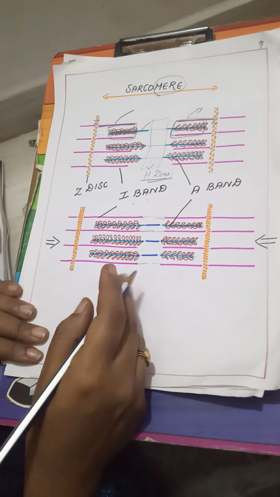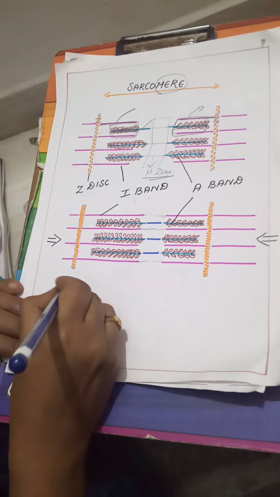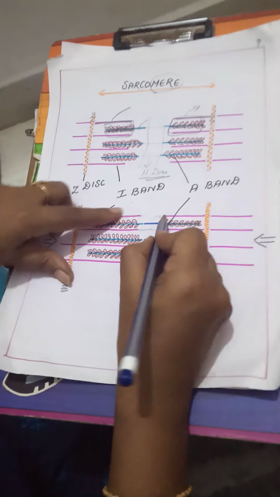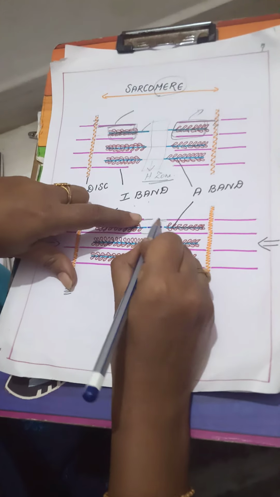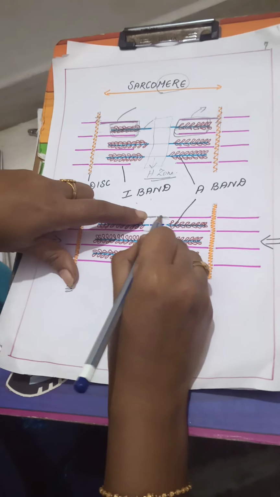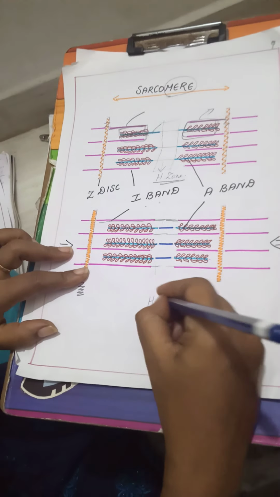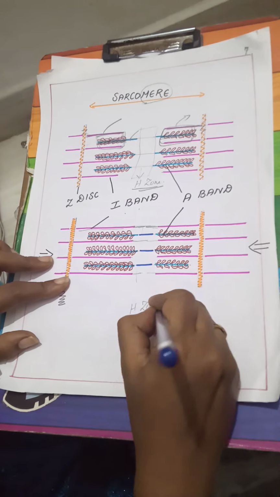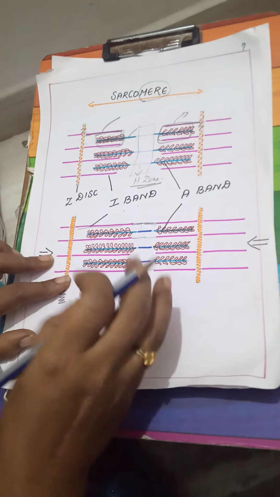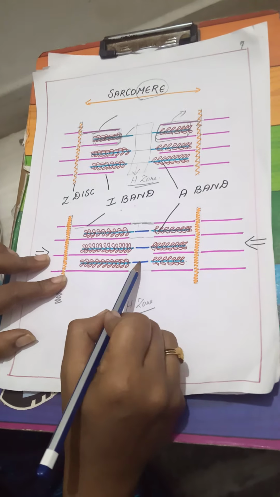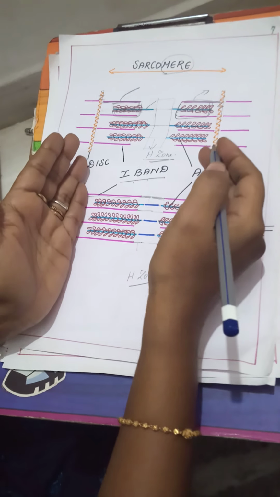Now at the time of contraction, what happened? The Z discs are pulled together, and the two ends of the I band come close to each other and completely overlap the A band, thereby the H zone gets narrowed and then disappears. The A band is completely overlapped by the I band. Okay, so at that time what happened? The shortening of the sarcomere takes place.